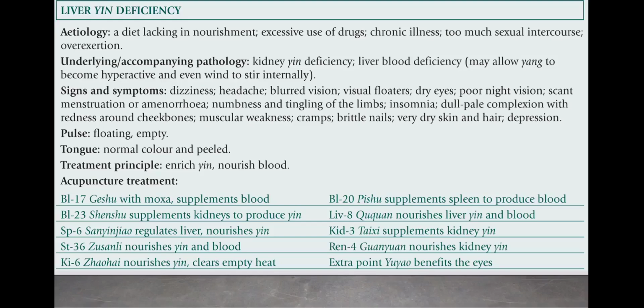Bladder 20 supplements spleen to produce blood. Liver 8 nourishes liver yin and blood. Kidney 3 supplements kidney yin. Ren 4 nourishes kidney yin. Extra point Yu Yao benefits the eyes.